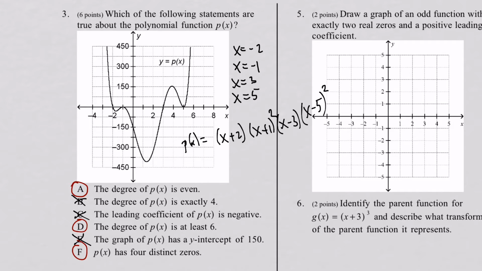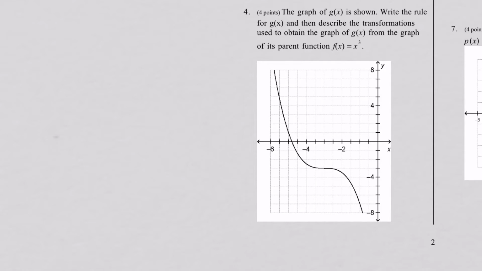There you go. Alright, here we go, number 4. There's a graph given to you. It says the graph of g of x is shown. Write the rule for g of x and then describe the transformations used to obtain the graph of g of x from the graph of its parent function, f of x equals x cubed. Okay, so they are telling us that it's a cubic function, and they want us to figure out what exactly the function is based on the information they have given us. The first thing you should do here is identify some points that you're going to use. Okay, especially the most important point, which is the point of symmetry, the one right in the center of your graph.